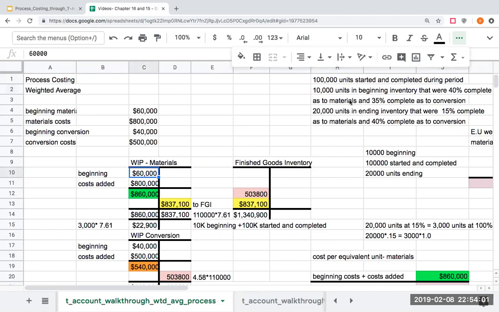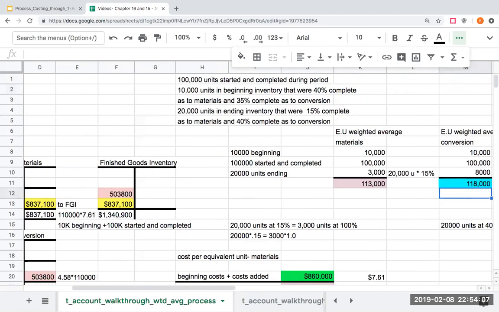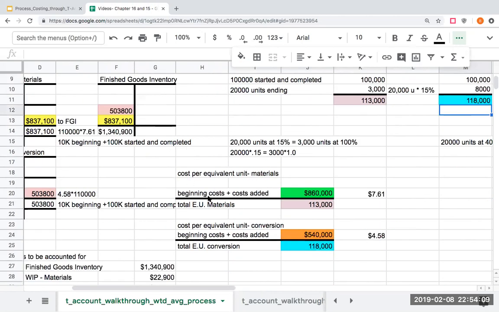Then once we get the equivalent units done, what we have to do is say, okay, this is in my work in process materials. How do I get them out? I come up with a ratio, which is going to include both my beginning costs and then the cost added, divided by the equivalent units. That gives me a cost per equivalent unit.